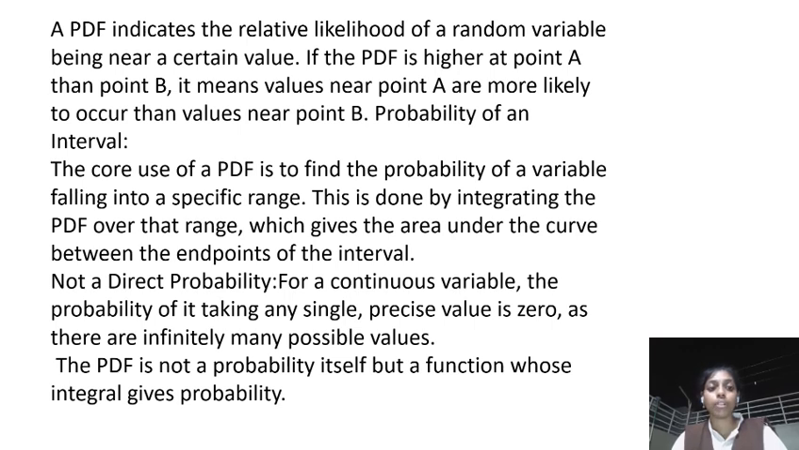Probability of an interval. The core use of a PDF is to find the probability of a variable falling into a specific range. This is done by integrating the PDF over that range, which gives the area under the curve between the endpoints of the interval, not a direct probability. For a continuous variable, the probability of it taking any single precise value is zero, as there are infinitely many possible values. The PDF is not a probability itself, but a function whose integral gives probability.